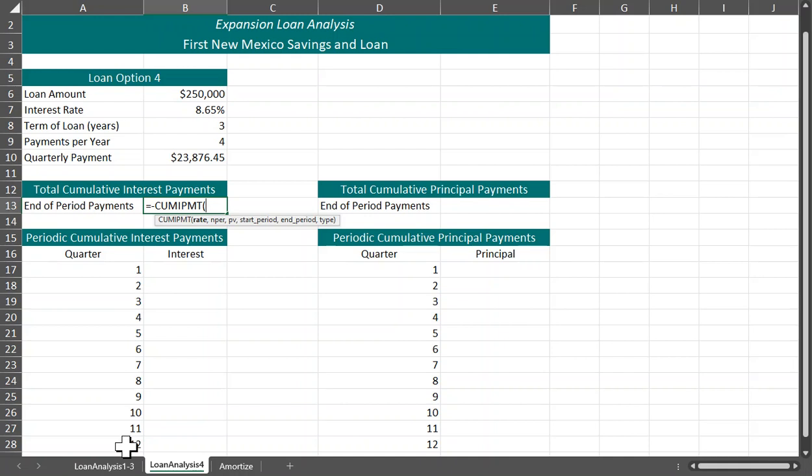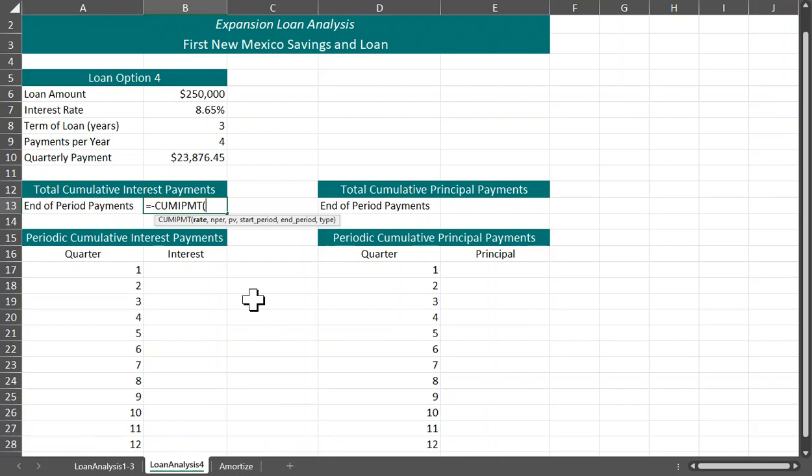But here we want to know the amount of interest paid throughout the loan. So you can pick out periods. If you were just interested in how much interest will you pay at the 12th period, then the starting period is 12 and the ending period is 12. So they can be the same.